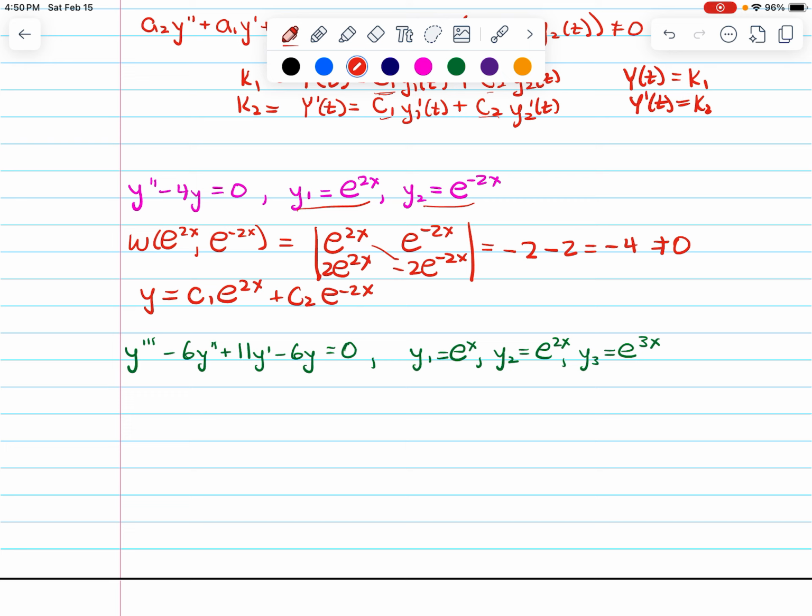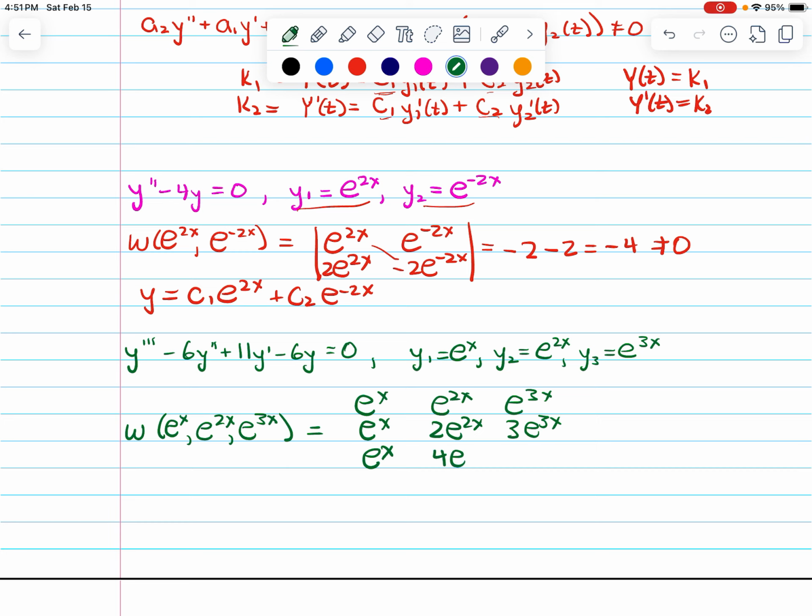Okay, now let's look at the green one. Let's look at a system of 3 solutions. So let's look at the Wronskian. Okay, so I've got e to the x, e to the 2x, e to the 3x. So here I go. I've got e to the x, e to the 2x, e to the 3x. Down here, the derivative. And then the second derivative. And let's see what we get now.